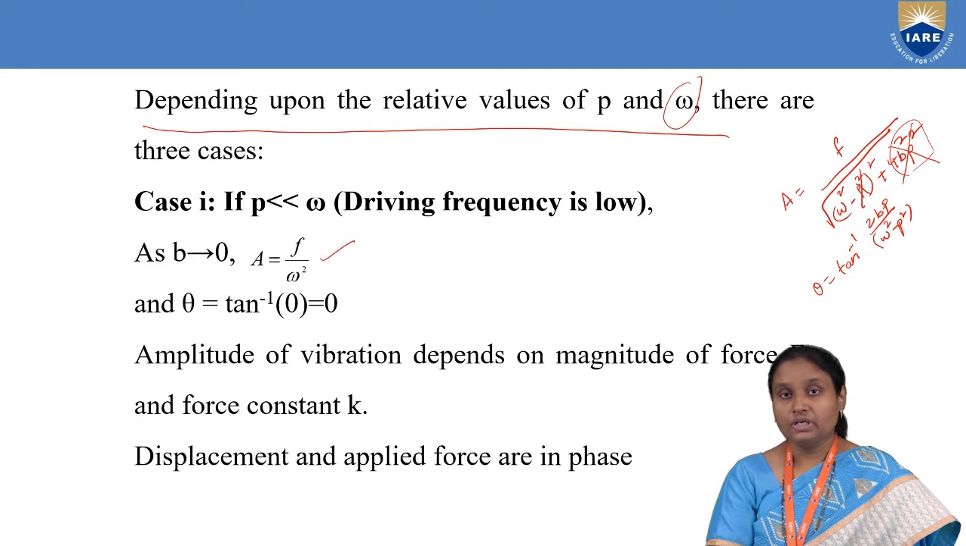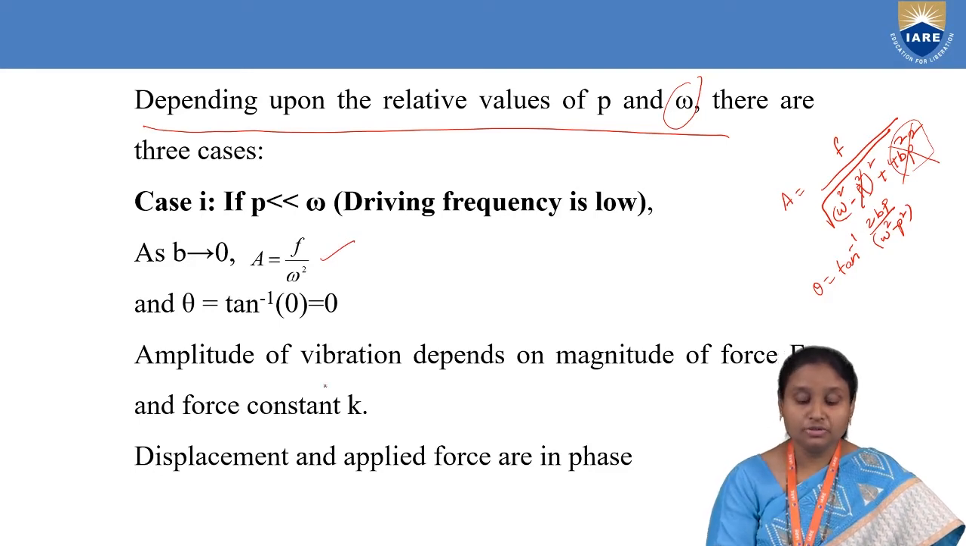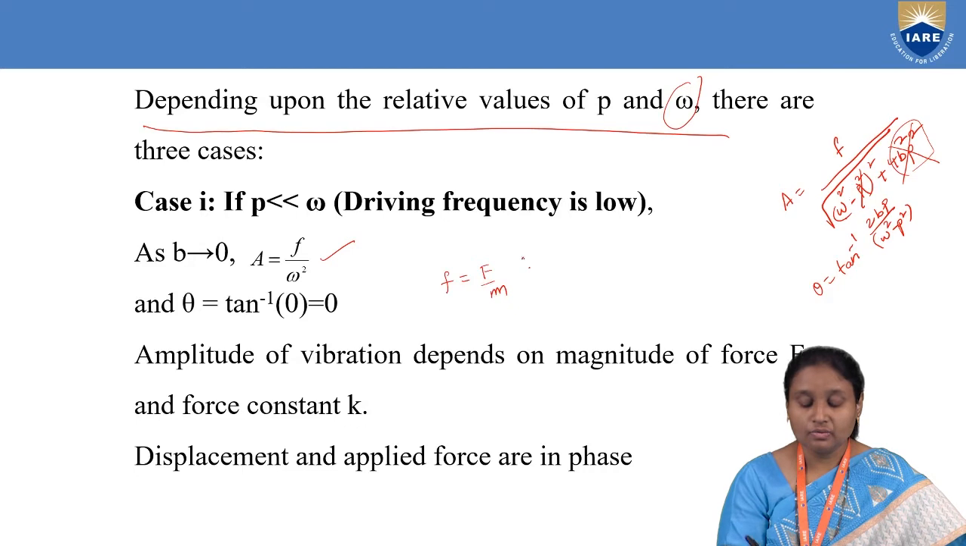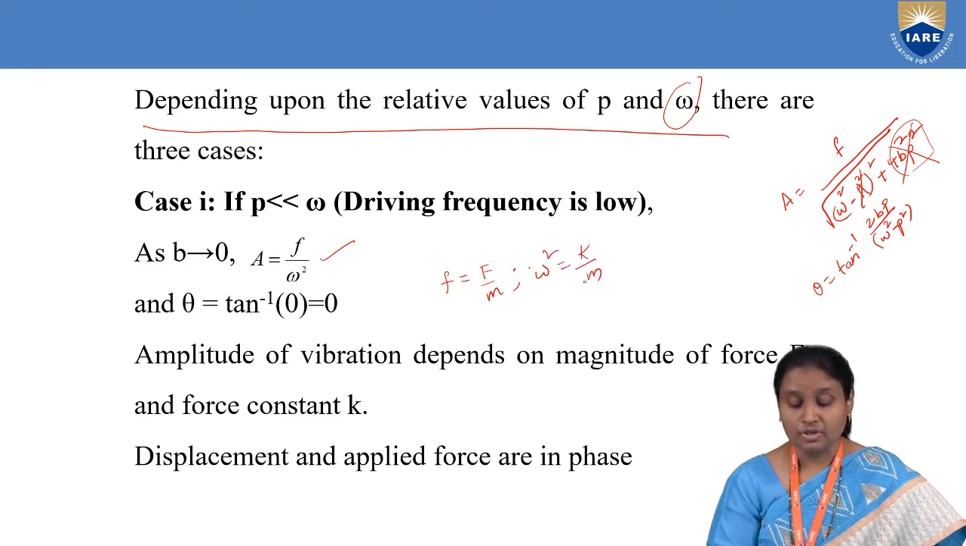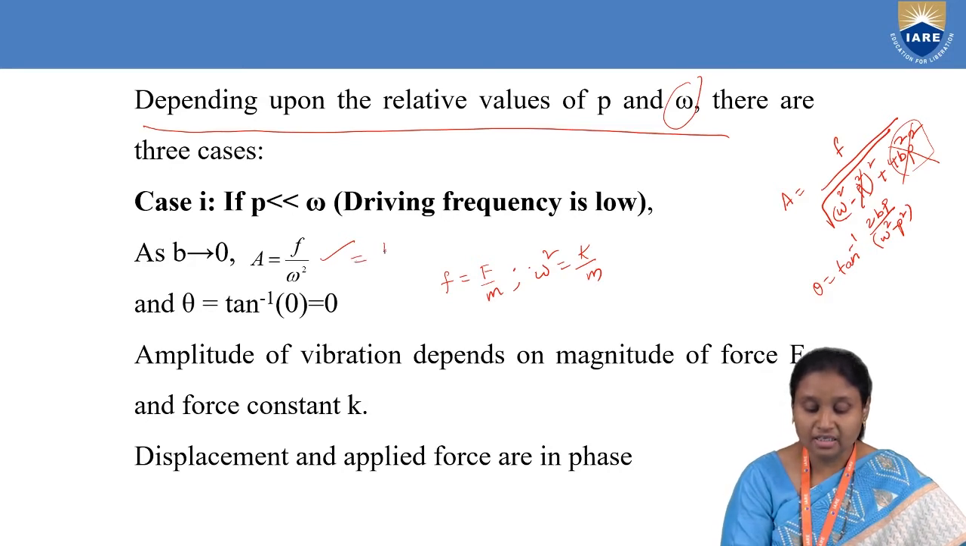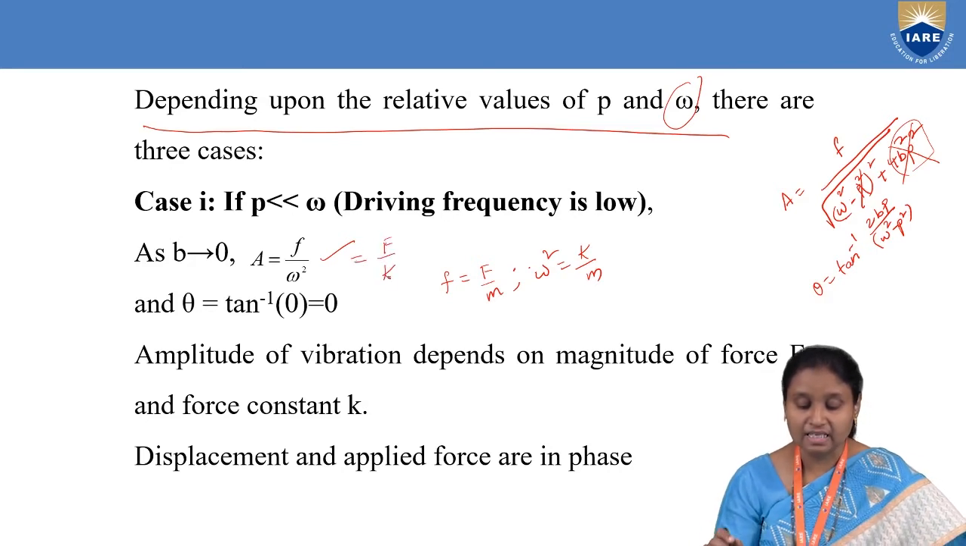So here, what is the expression we got for amplitude? Amplitude is F by omega square. But what is our F? F is equal to f by m. And what about our omega square? Omega square is given with respect to spring constant k by m. So we end up having this as f by k, because m will get cancelled.